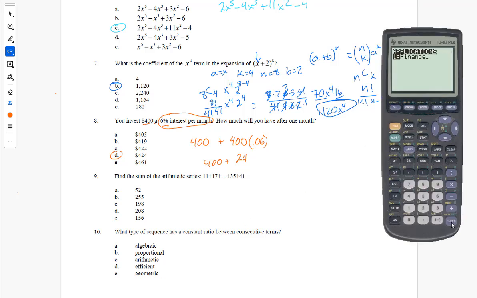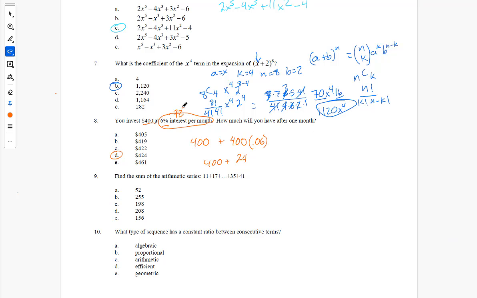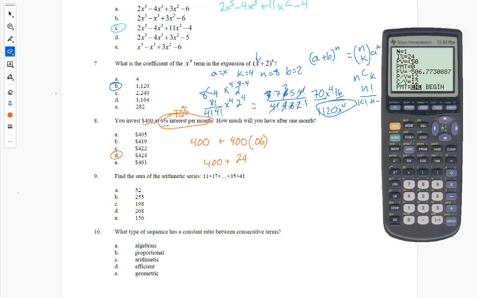Let's go ahead and plug that into the calculator so you can see. Get the apps, go back to Finance, TVM Solver. So the number of periods is 1. The interest rate, this is per month, which means you have a 72% interest per year. Again, 6 times 12. When you use the calculator, you enter the annual interest rate. So in this case, it's 72% interest per year. The principal value is 400. The payment, there's no additional payment being made.